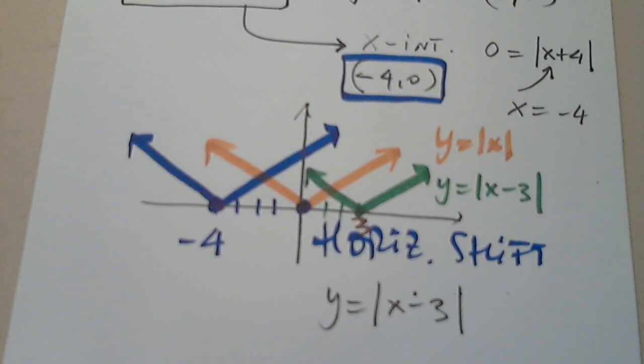Let's look at D. If I plug in -4, do I get 0? Yes, of course. When I plug in x equals -4, I get 0 for y, because this shifts the graph to the left 4 units. So D is the correct answer. Any questions?